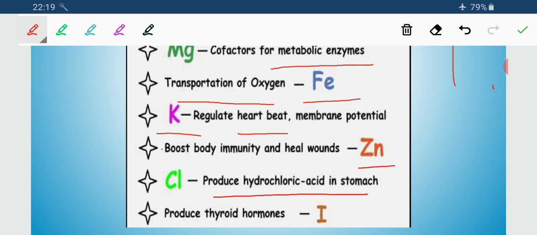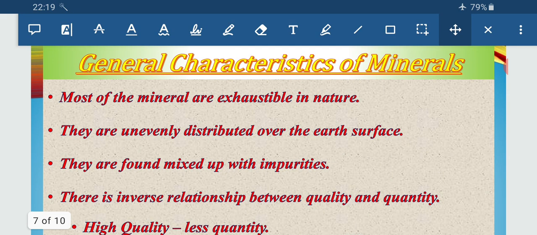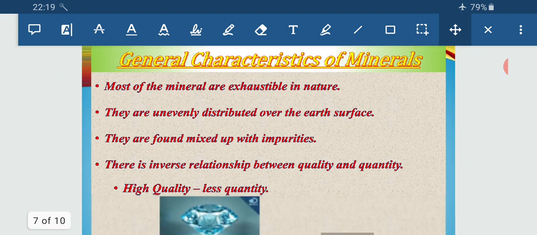Okay, so though it is not a biology class, I have tried to give you a bit of information about these minerals that help our human body for its survival. So I said that if 1% of the mineral intake is not there, then it is very difficult to lead a healthy life. Now let us move to the next part, general characteristics of the mineral.